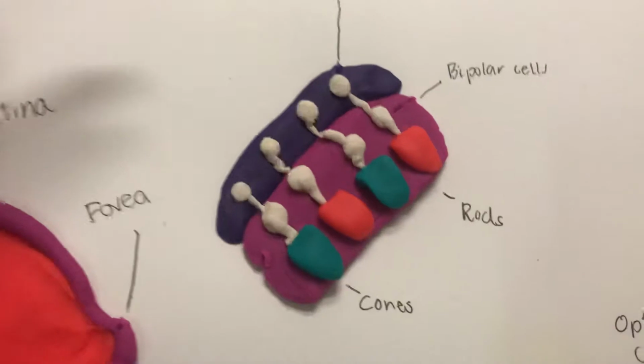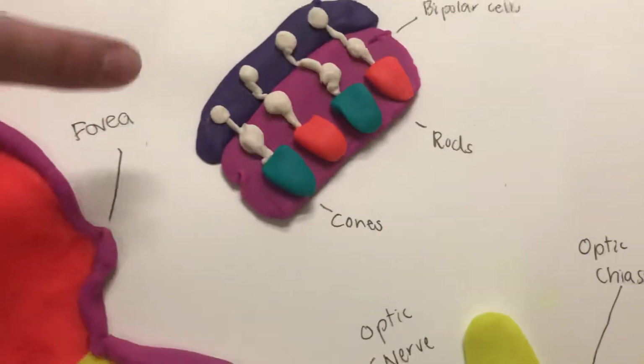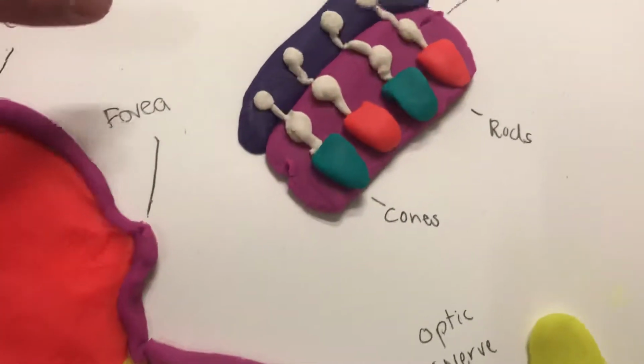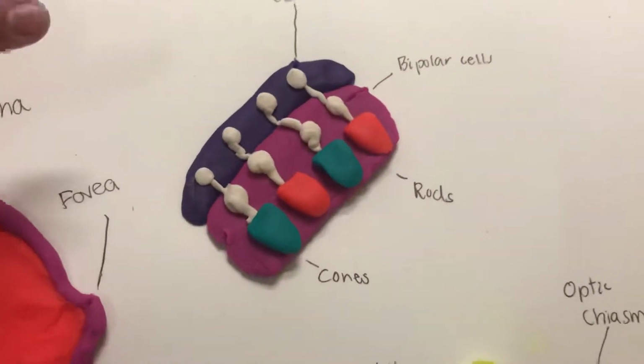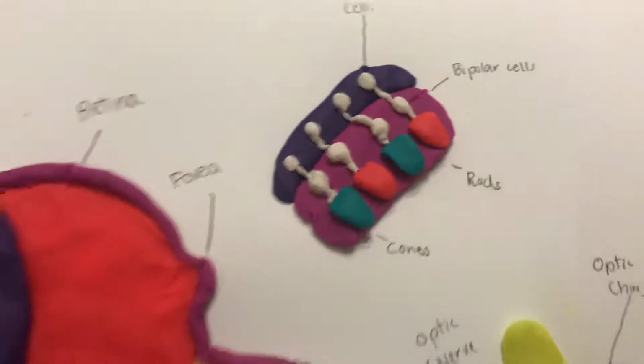Cones are photoreceptors in the retina that detect fine detail and color. The cones in my eye mean that I can see the colors of the beach.